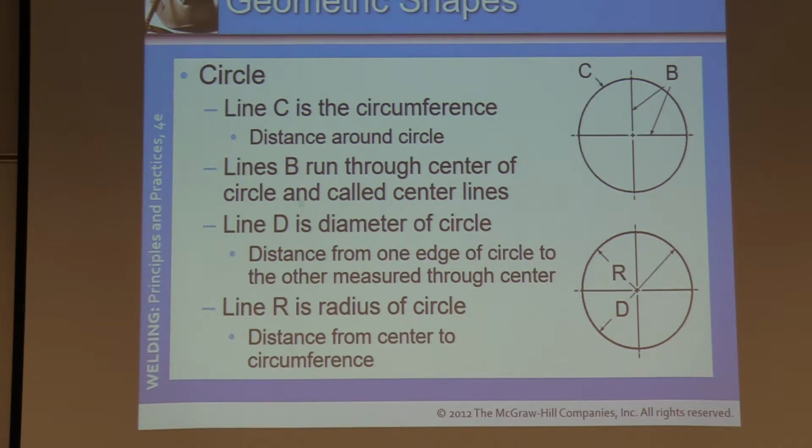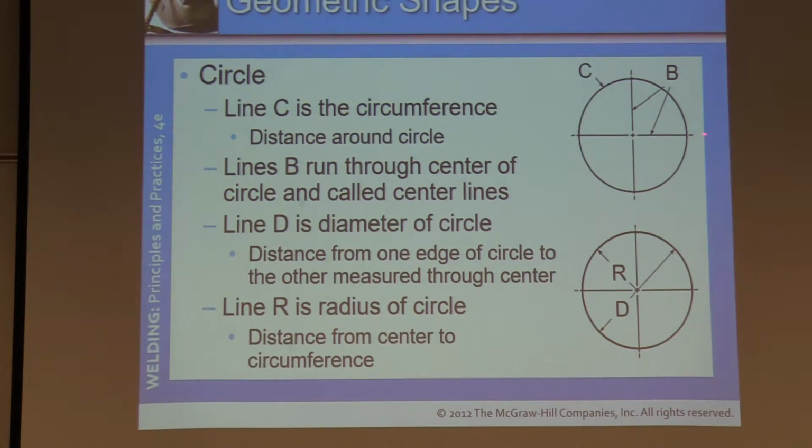Okay, geometric shapes. A circle. Most everybody knows what a circle is. It's a perfectly round shape. All sides are equally dimensioned. Line C is the circumference, so it's the entire distance around the object. Lines B run through the center of the circle, and they're called your center lines, depending on which axis you refer to as well.